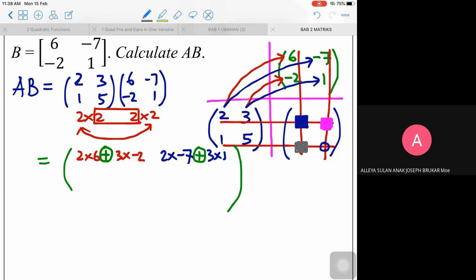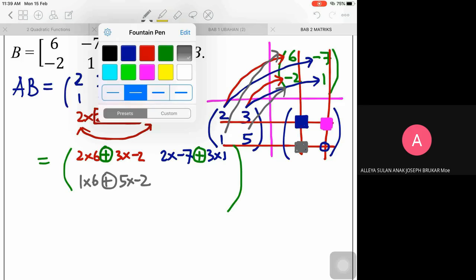Okay, but now the third element is from second row, first column. Am I right? Second row, first column. So 1 times 6 plus 5 times -2. And for the last element, I use maybe this color, yellow color.